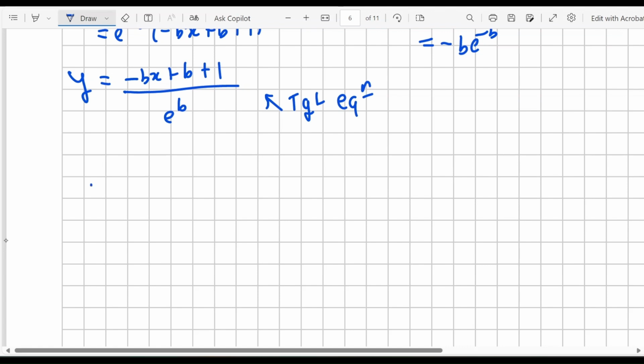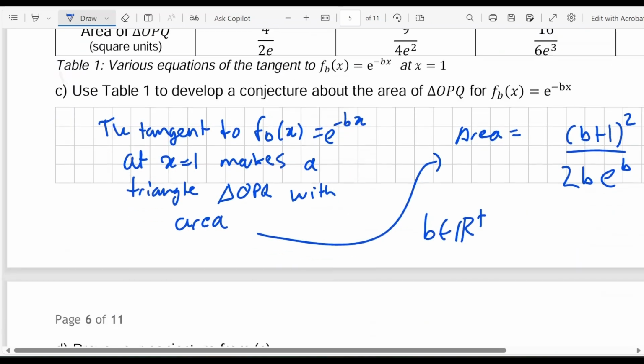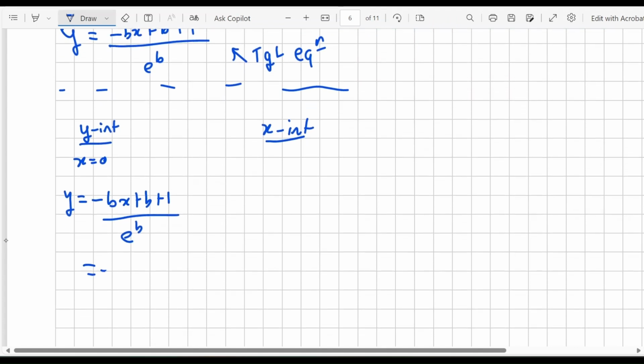So now we can start finding the y-intercept and the x-intercept. So remember, this happened at x is 0. So same process as what we did in part B, really. So the y-intercept happens at x equals 0. I should write out the whole equation first. y is minus bx plus b plus 1 over e to the b. So it's going to be minus b lots of 0 plus b plus 1 over e to the b, which is b plus 1 over e to the b.